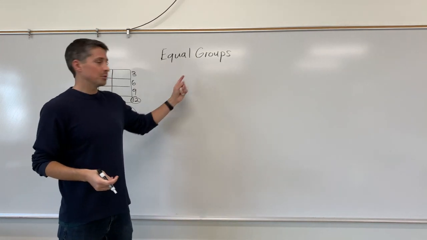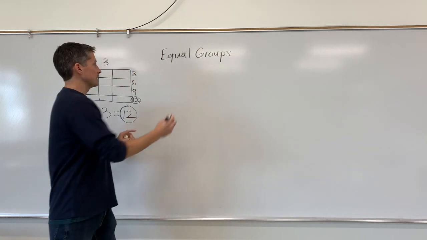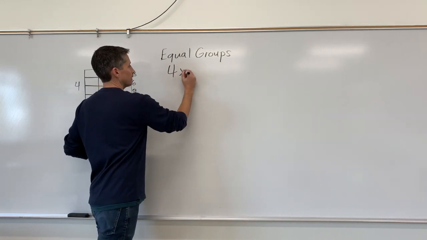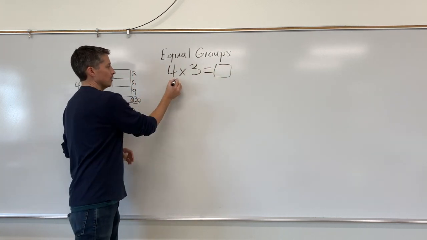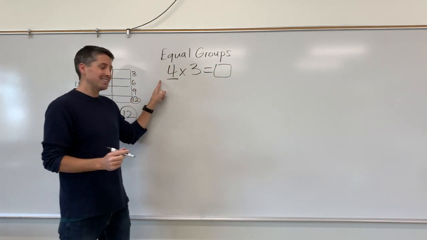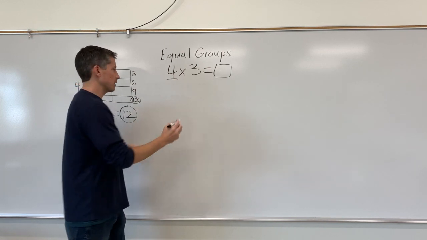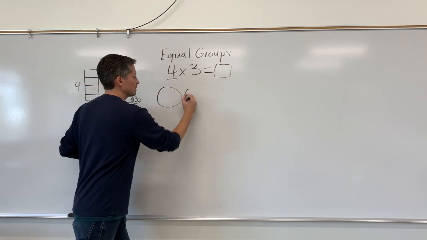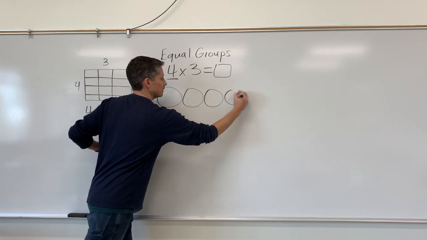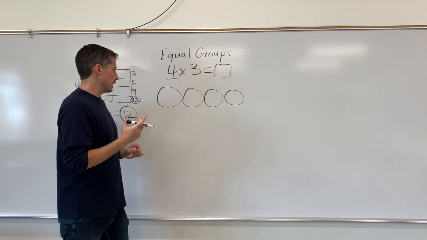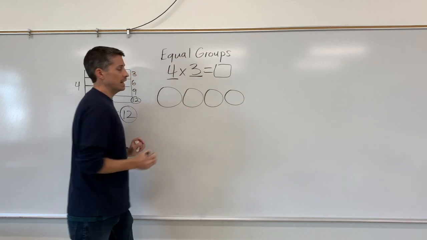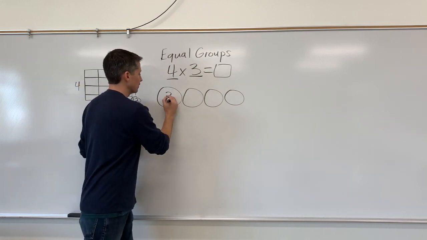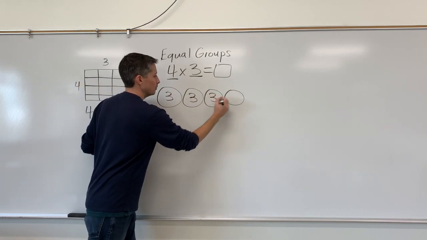Now we're going to do an equal groups drawing. And I'm going to use the same equation. 4 times 3 equals. And I notice that 4, that is the number of groups. So that first factor is the number of groups I have. And when I do groups, I just make circles. Some of you make a story in your mind about what the groups are. And then my next factor is the number in each group. So I have 3 in each group.